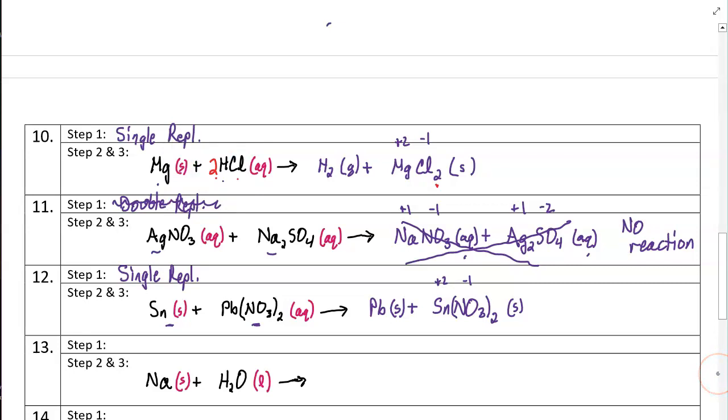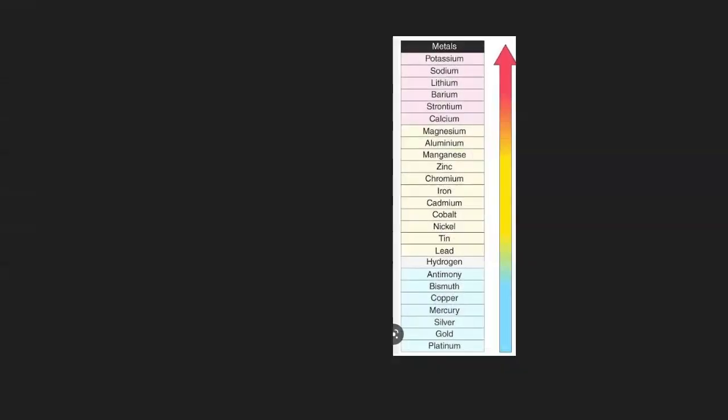Number 13, the same pattern as we just had, an element and a compound. Do you notice how 13 fits the same pattern as number 12? Single replacement. But only if sodium is higher than hydrogen. Sodium is way at the top of this chart. Hydrogen's further to the bottom. So sodium is definitely more reactive than hydrogen.